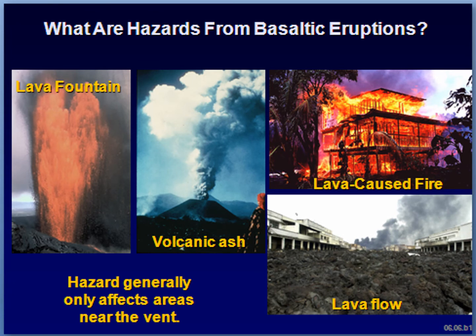So here are some images, a lava fountain on the left. There in the center, that's Paricutin down in Mexico, volcanic ash. Up in the top right, that's probably Big Island of Hawaii. Before the lava even gets to your house, it's going to go ahead and set it on fire. But of course, you had plenty of time to get out. And then in the bottom right, maybe that's one of the Caribbean islands, Montserrat or somewhere, where you've had lava flows come in and ruin a town.